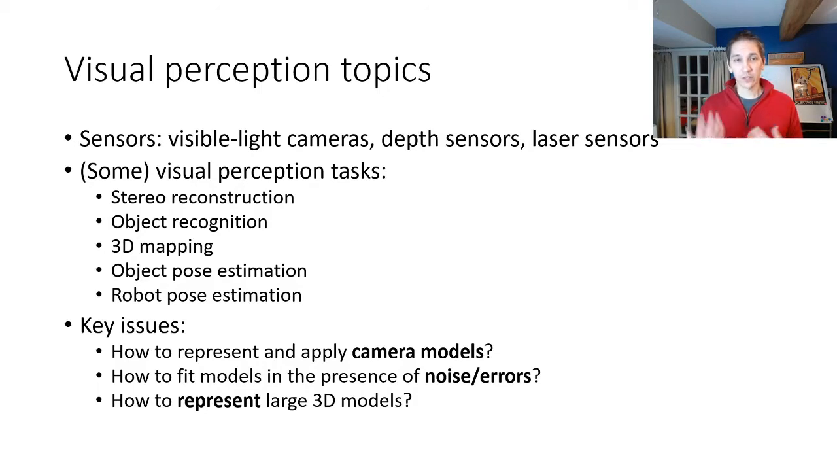So the key issues that we'll talk about today and also subsequent lectures include how do we model cameras, and how do we then apply these models to estimate quantities of interest. How do we then fit the models in the presence of noise and errors, which will be the topic of next class in calibration. And we're also going to talk about representation of 3D models as well.